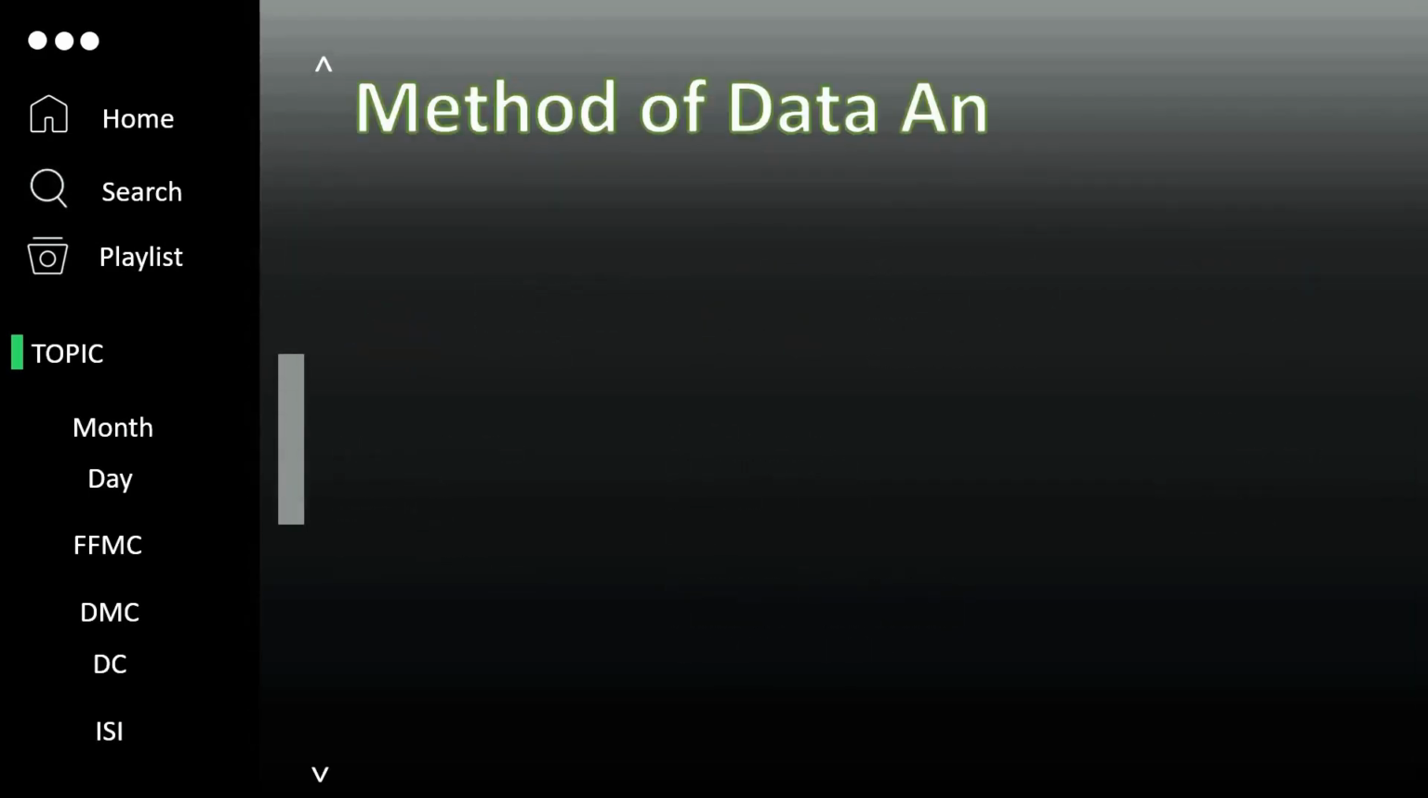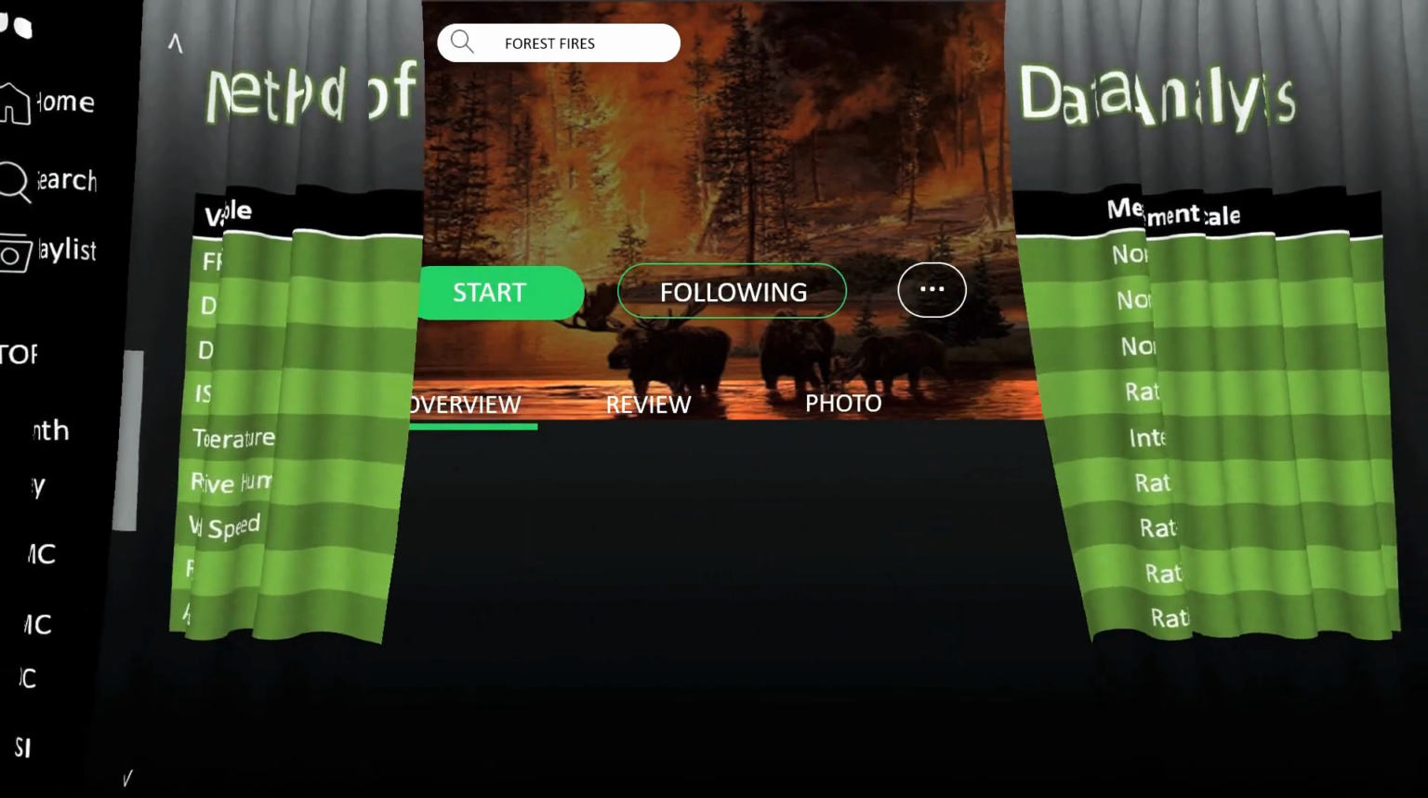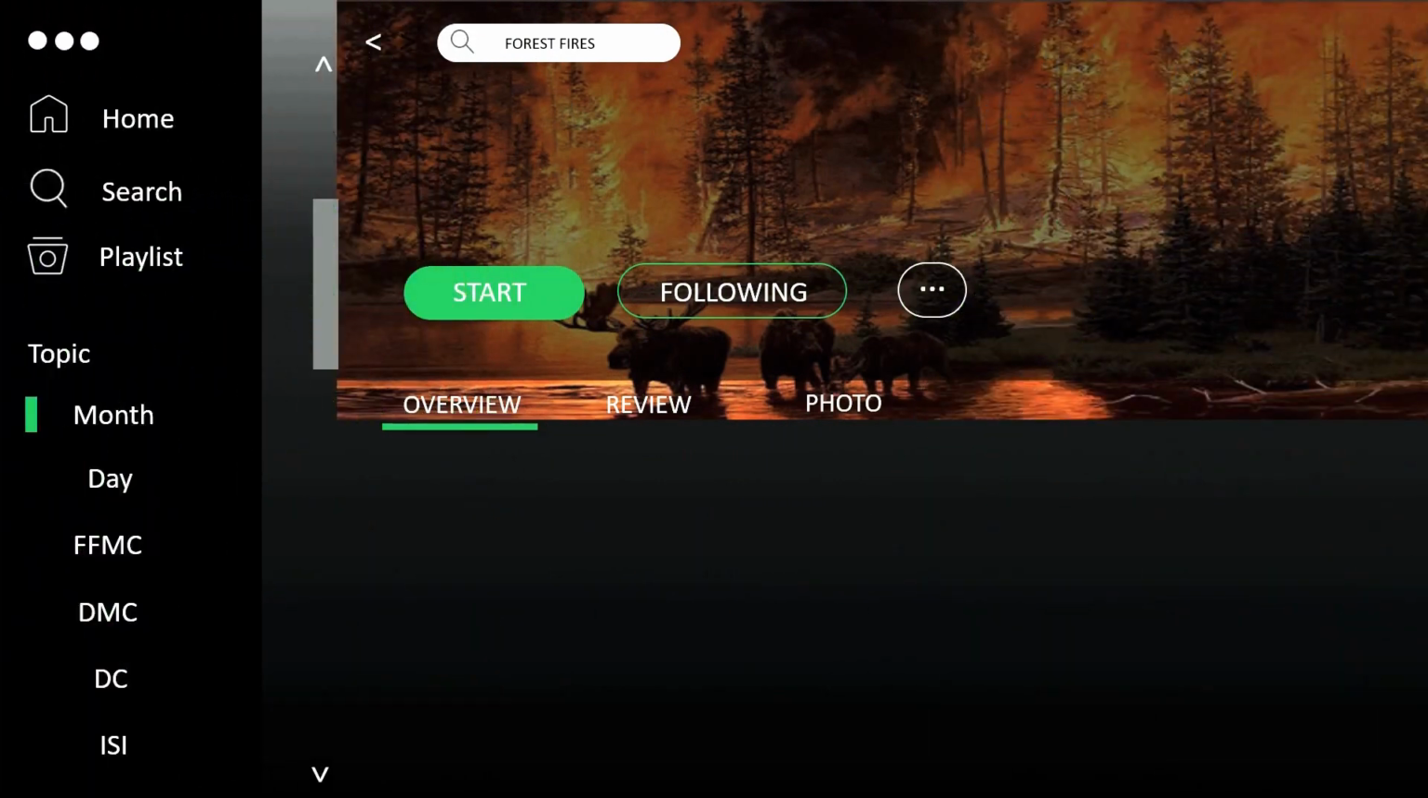Method of data analysis. As you can see, the table of measurement scales of the different variables is placed in this video. FFMC, DMC, DC will be nominal, ISI will be ratio, temperature is an interval, relative humidity, wind speed, rain and area will be ratio. Next, let's move on to data analysis and results.